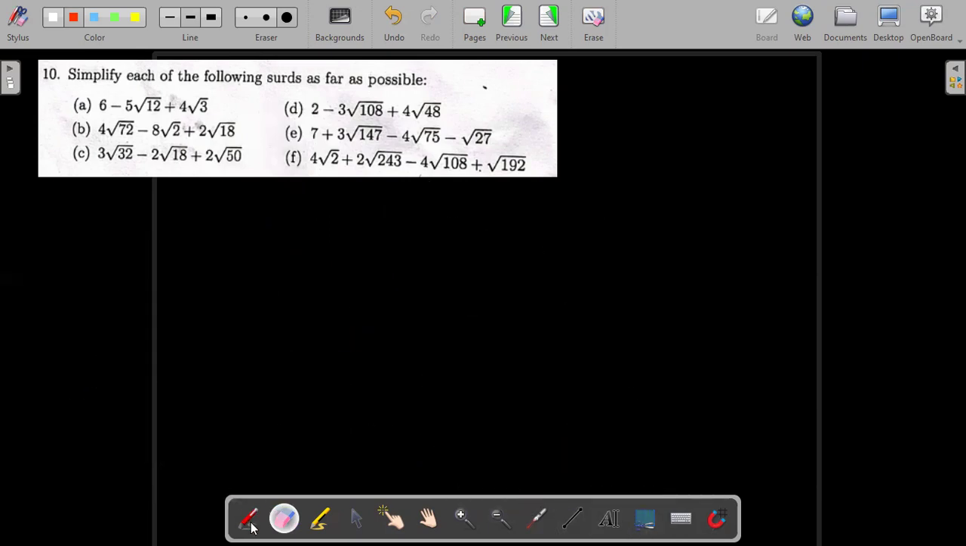The next one has 4 root 72 minus 8 root 2 plus 2 root 18. So now we want to see where we can get those perfect squares which we need. And after getting those perfect squares, we then know exactly how we're going to simplify that.